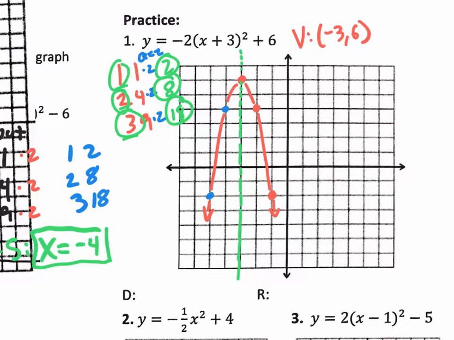What else could we say? The domain is always going to be x equals all real numbers. The range is always going to be y either greater than or equal to, or less than or equal to, the y value of your vertex. So y is going to be less than or equal to the y value of your vertex. That's the maximum height on y. What's that maximum height? It's 6. So it's at 6 or below.